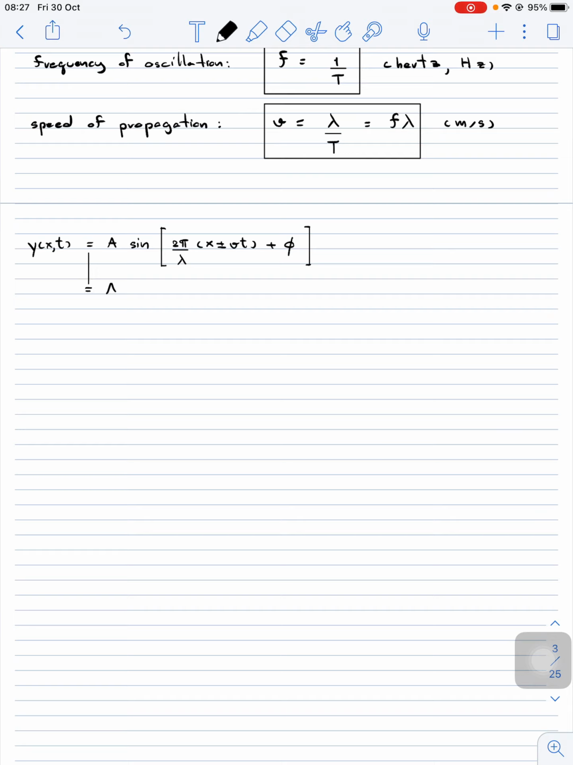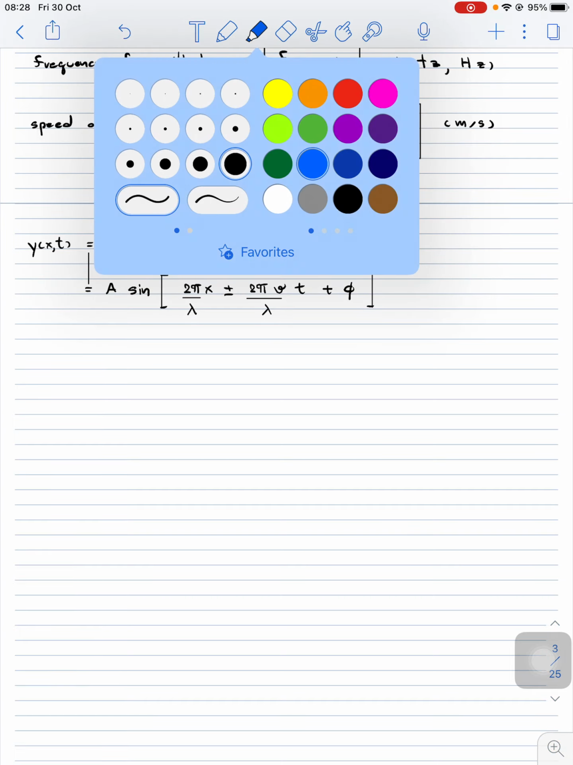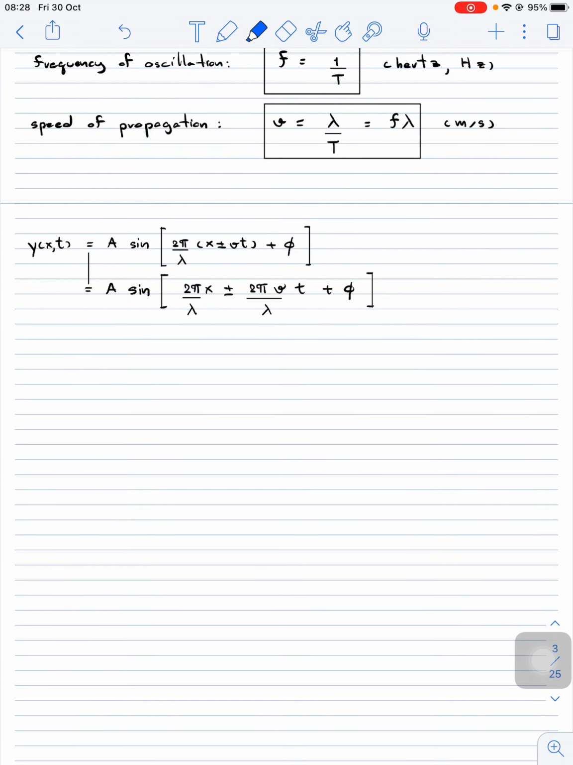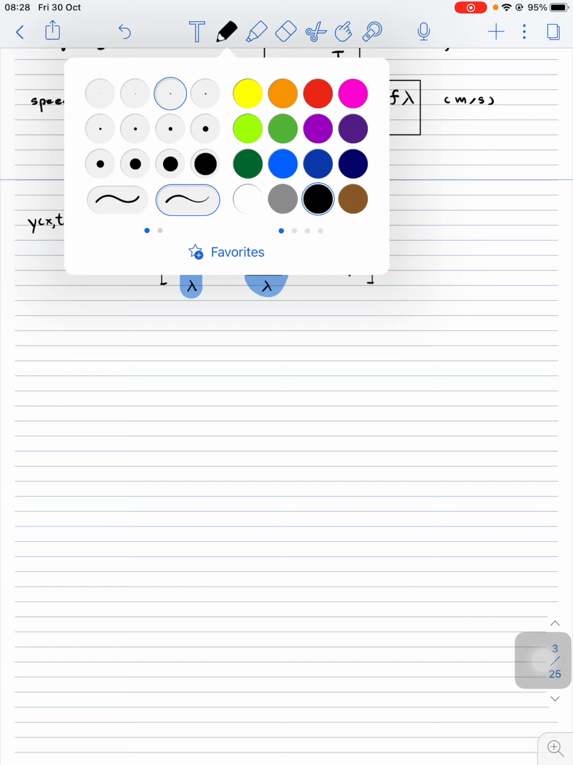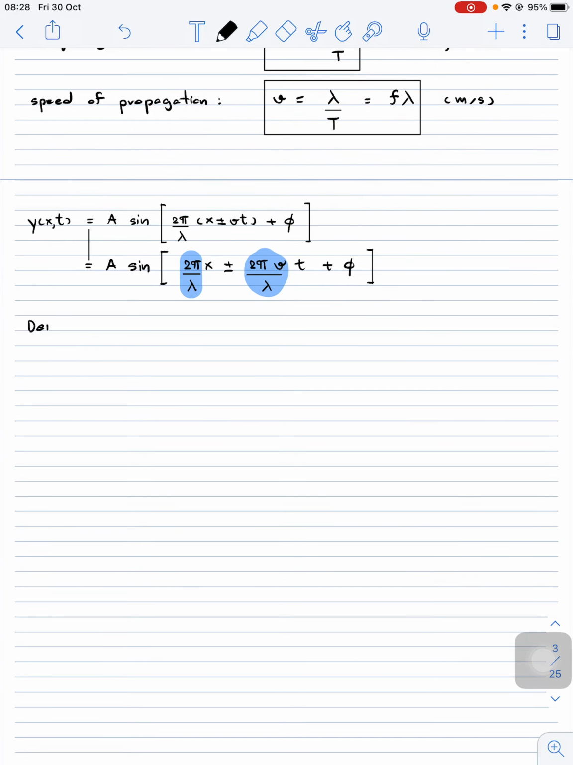it's equal to A times the sine of 2 pi x over lambda plus or minus 2 pi times v over lambda times t, and then finally plus phi. Okay, so now I just want to define two things. As highlighted here, I just want to define two things. So let's define.